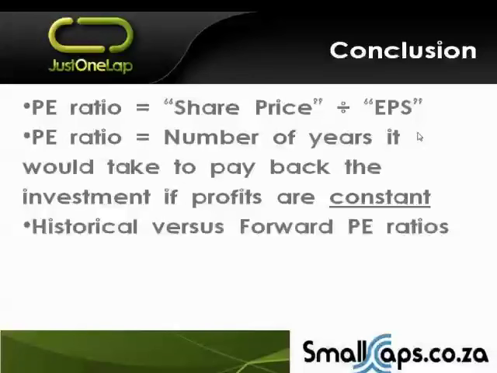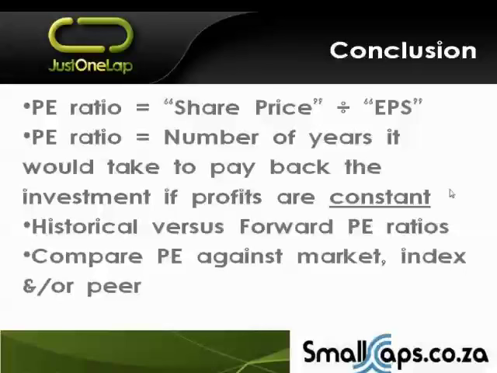And second of all, you get historical versus forward price earnings ratios. Remember, forward price earnings ratios are much more relevant, but they include forecast risk. Historical price earnings are published and stable, yet the past isn't important in the stock market, only the future is. And then remember, you can always compare the price earnings against the market, or against a specific index, or indices, or against peers in the market. All of them have their risks. All of them have their challenges. If you understand that, you can navigate your way through the price earnings model.